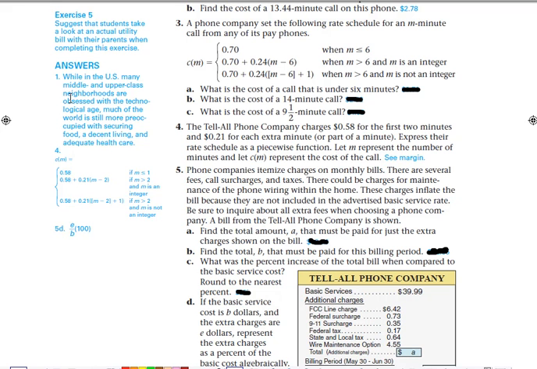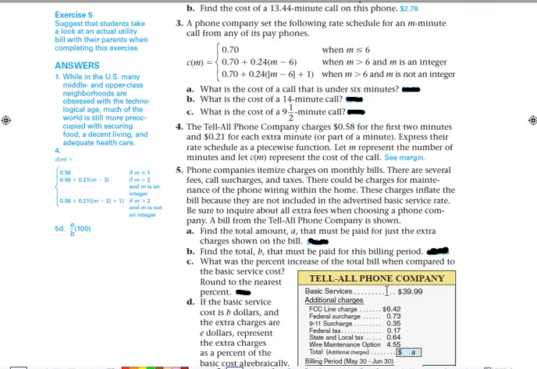All right, problem number 5. It says phone companies itemize charges on monthly bills. There are several fees, call surcharges, and taxes. There could be charges for maintenance of the phone wiring within the home. These charges inflate the bill because they are not included in the advertised basic service rate. Be sure to inquire about all extra fees when choosing a phone company. A bill from the Tell All phone company is shown.